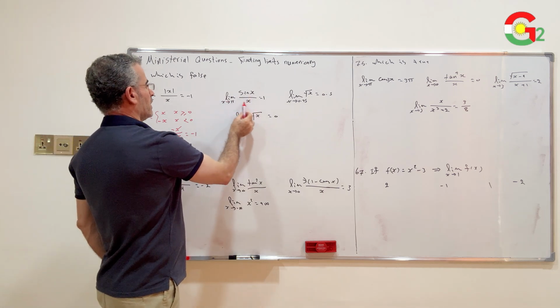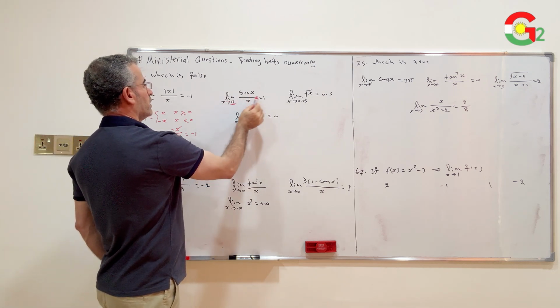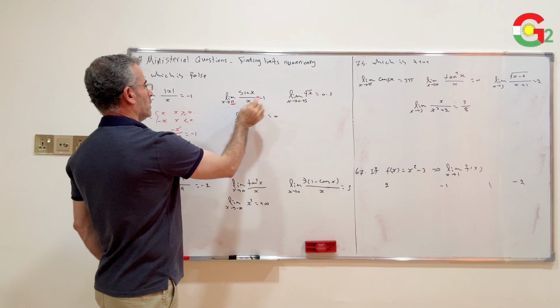Limit of sine x over x when x approaches pi equals 1. It is false.